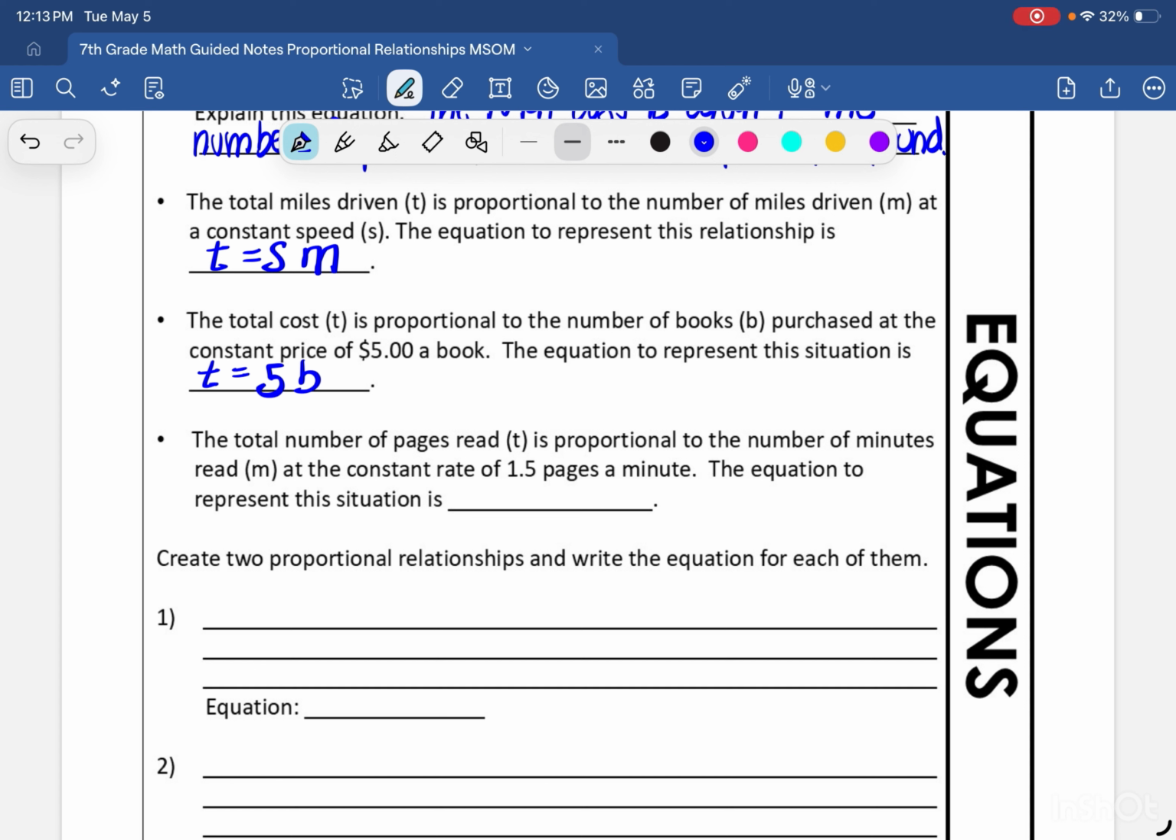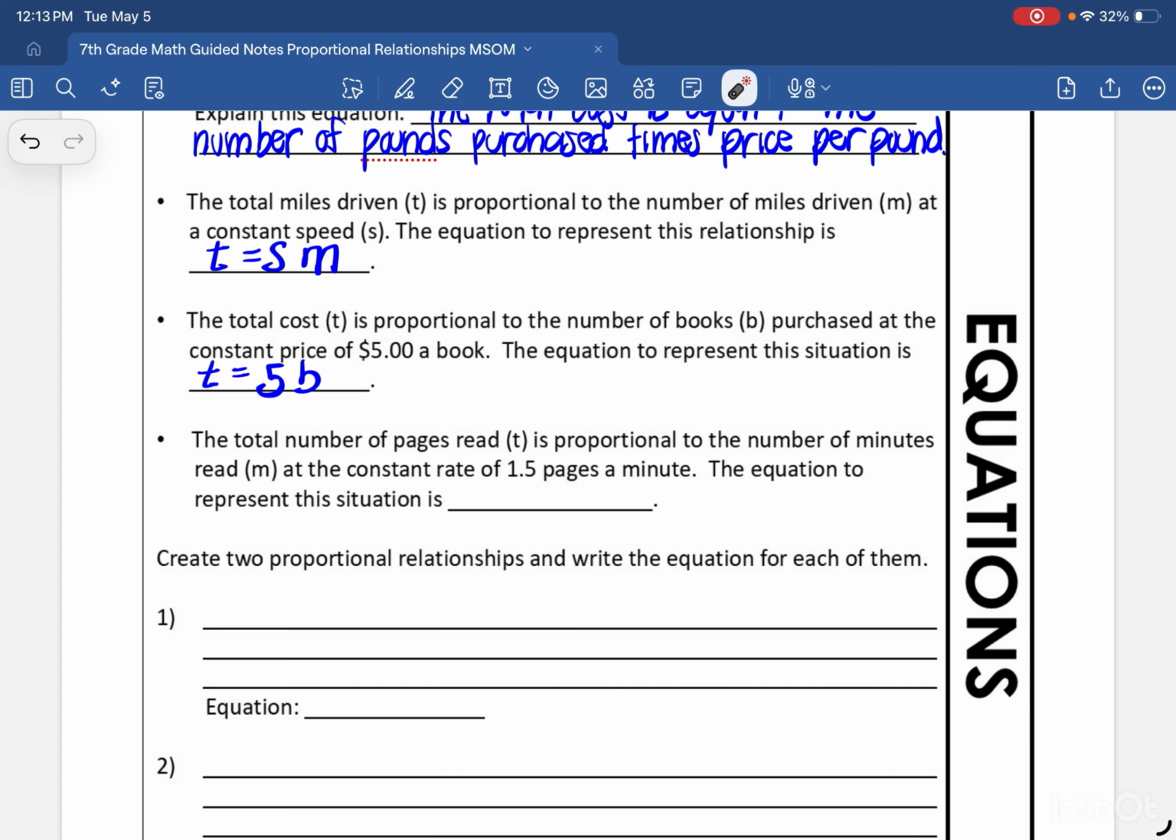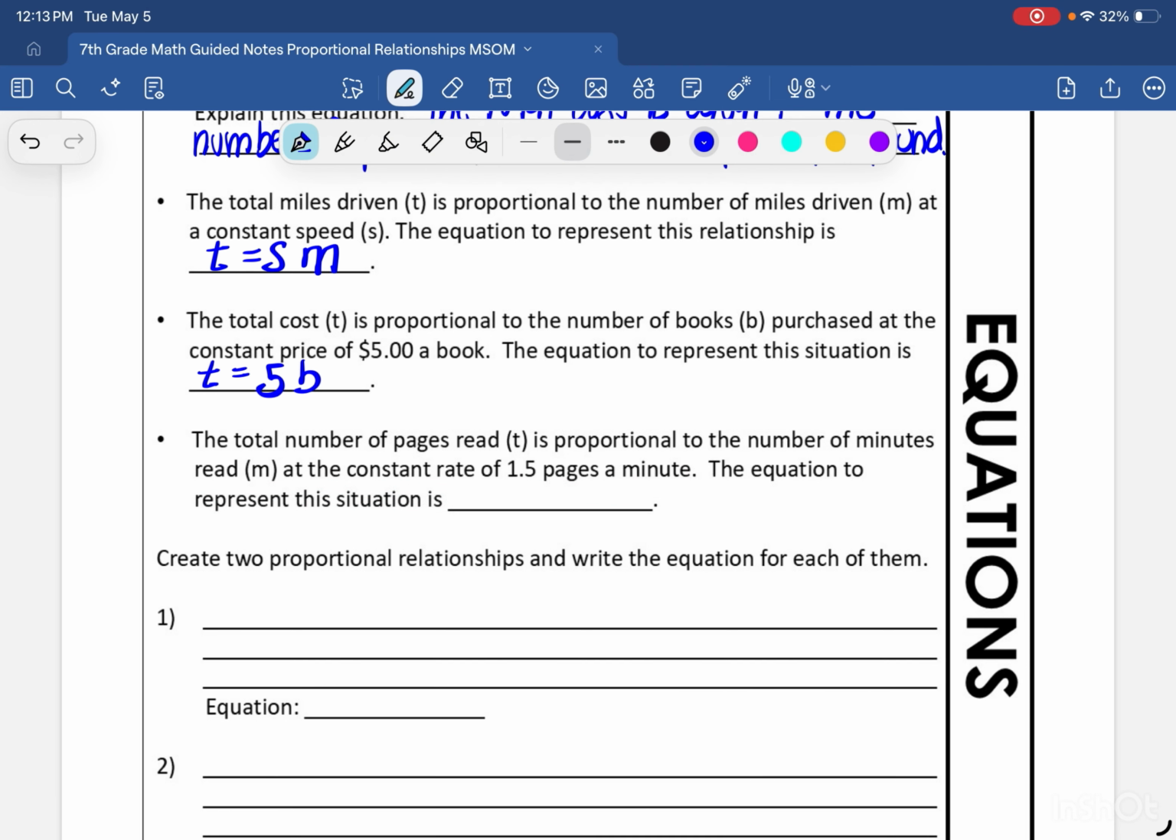T equals 5B. The total number of pages read T is proportional to the number of minutes read at the constant rate of 1.5 pages a minute. So we need to write an equation for that. So the total number T is equal to the number of minutes read times 1.5 pages.